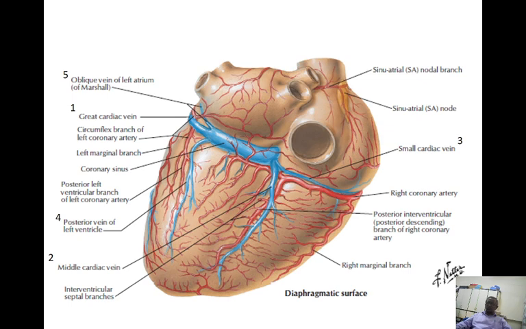The coronary sinus is about 2 to 3 centimeters, extending from the left side of the atrioventricular septum to the right part of the atrioventricular septum. It is joined at the beginning by the great cardiac vein and the posterior veins of the left ventricle, and on the right side it is joined by the small cardiac vein and middle cardiac veins.